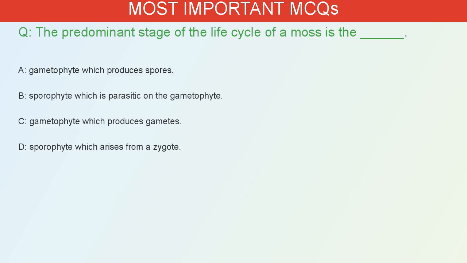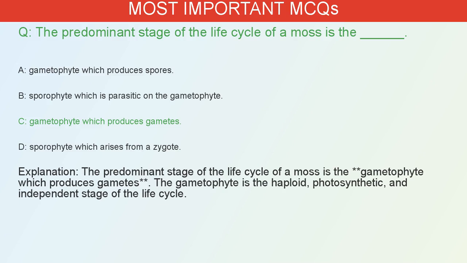The predominant stage of the life cycle of a moss is the ____________. A. Gametophyte which produces spores. B. Sporophyte which is parasitic on the gametophyte. C. Gametophyte which produces gametes. D. Sporophyte which arises from a zygote.